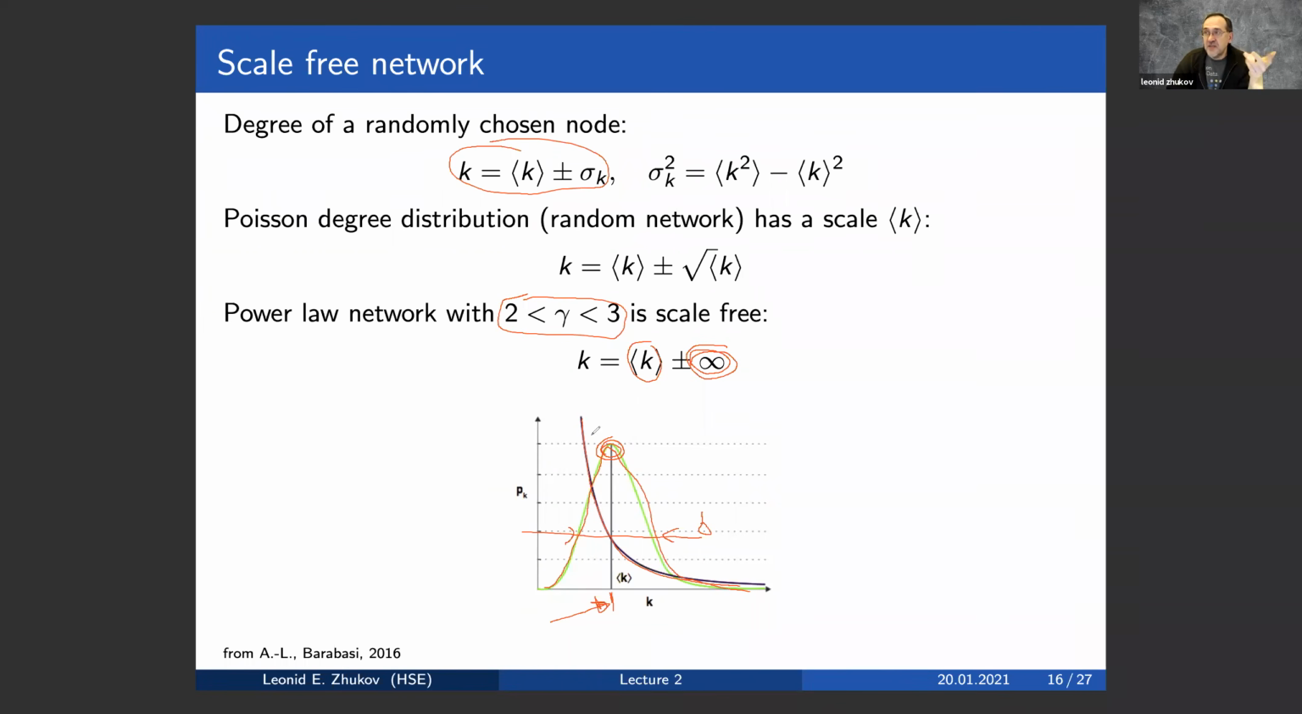And so that's why it's called scale free. There is no peak in the distribution. There is no particular size which is common to all the nodes in the graph. There are nodes with low degrees, there are nodes with high degrees, but there is no particular size, and that's why it's scale free. There is no scale.